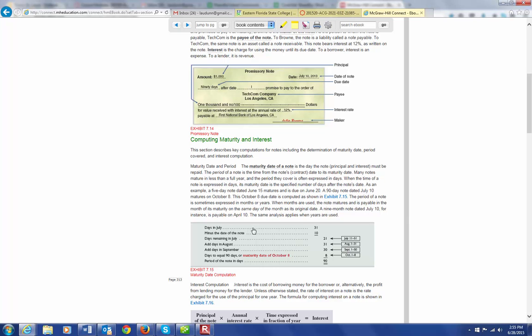The days, we have 31 days in July. The date of this note is the 10th, so that gives us 21 days in July. There's 31 days in August, 30 days in September. If you add 8 days from October, you get the 90 days. So in this case, this particular note would be due on October the 8th.